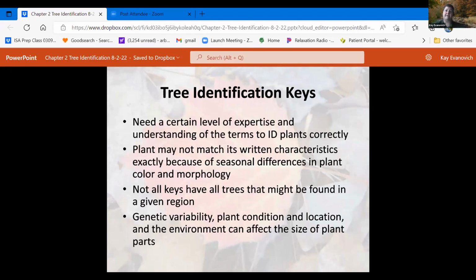All those things we just talked about, you have to know before you can go to a tree identification key to even start trying to get an answer, right? Plus, the plant may not match its written characteristics exactly because of seasonal differences, plant color or morphology, or the time of year. And not all keys have trees that might be found in a given region.